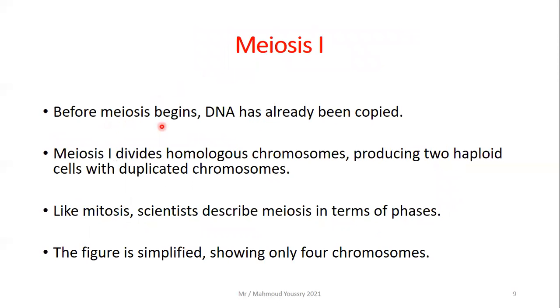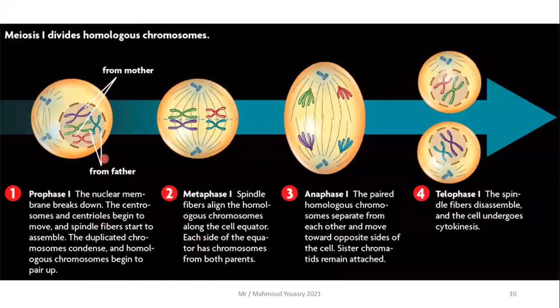Meiosis 1. Before meiosis begins, the DNA has already been copied. Yes, this is before any division. Meiosis 1 divides homologous chromosomes, producing two haploid cells with duplicated chromosomes. Like mitosis, scientists describe meiosis in terms of phases. The figure is simplified by showing only four chromosomes. Let's see. Meiosis divides the homologous chromosomes.